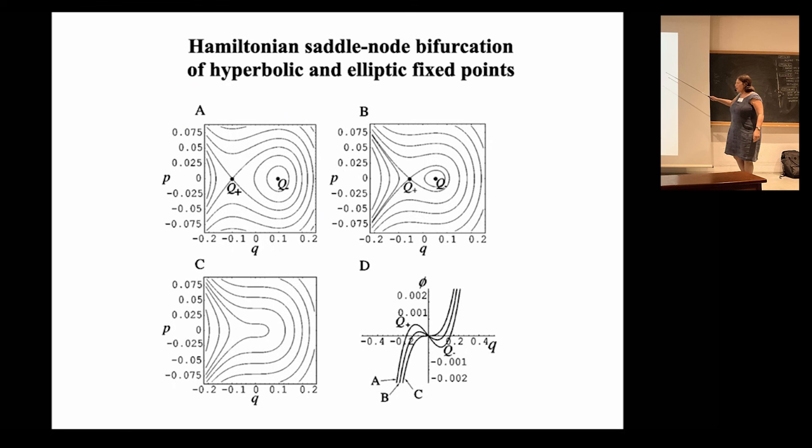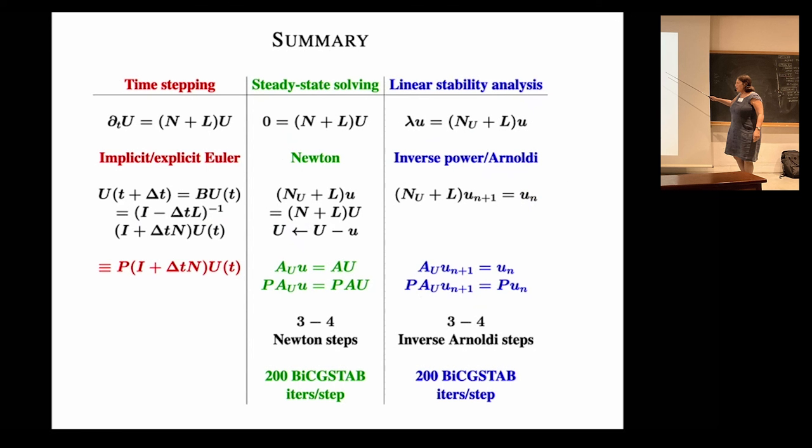A Hamiltonian saddle node bifurcation is, the steady states in Hamiltonian systems are saddles and centers, and here you have a saddle, a cross, and a center, a circle, and they're approaching, and they're meeting, and they're killing each other. They're annihilating each other. This is a Hamiltonian saddle node bifurcation, which is when the potential gets rid of its minima. So that's what's happening here. And so that is the end of what I have to say about this topic.